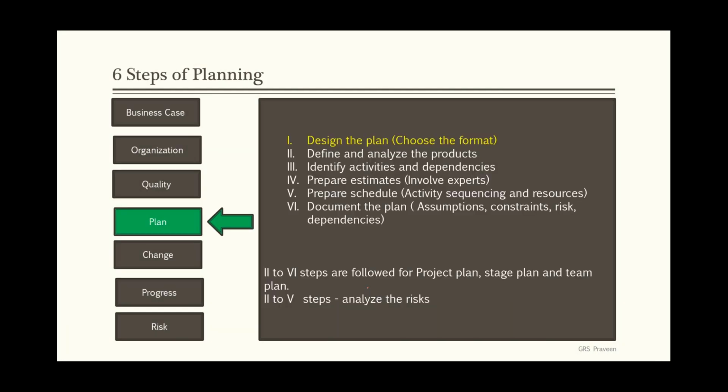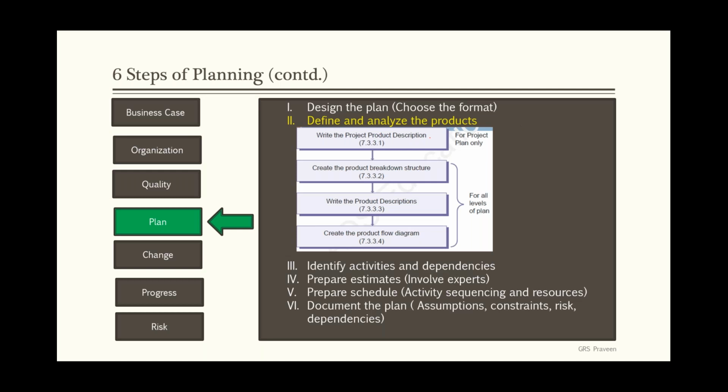Okay, so what are the 6 steps which are involved in planning? I have told you, the first thing is to take the format, the template, and design the plan. The next thing is to define and analyze the products. So understand what it is, and split it down so that you finally understand that what they are expecting is nothing but a mobile app.